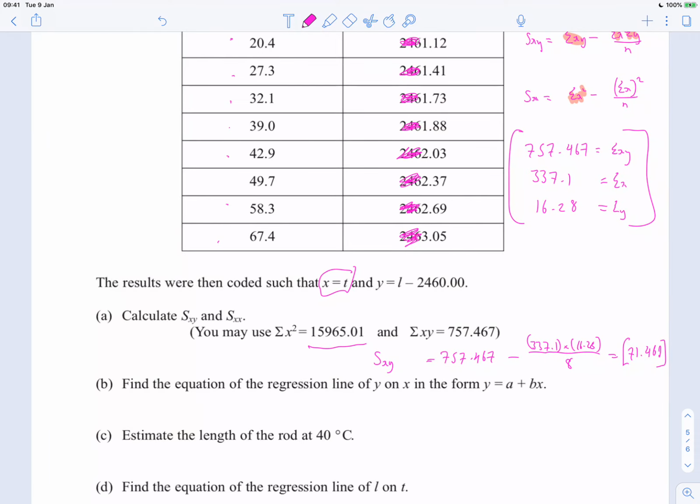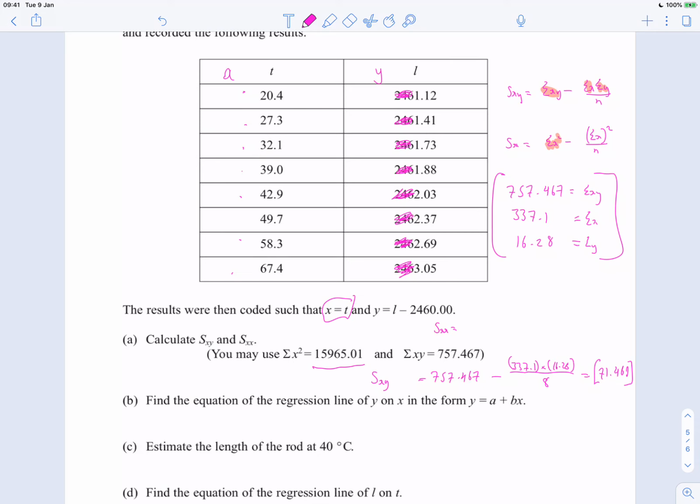so I'll put 71.469, three significant figures. And for the Sxx, I will need the sum of x squared, which is given as 15965.01, and then minus the sum of x, which I've got as 337.1, squared, and this is all over 8. So that's easy to work out, 15965.01 minus fraction 337.1 squared all over 8. So I get that as 1760.458, so 1760.459 to three decimal places.